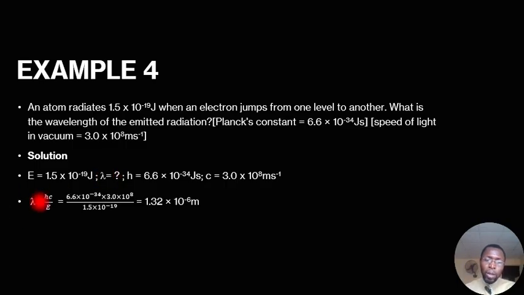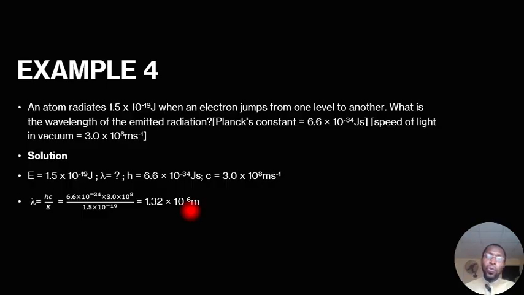So by formula, to determine the lambda, which is our wavelength, lambda equals the product of Planck constant and speed of light over the energy radiated. Planck constant is 6.6 times 10 to the power minus 34 multiplied by our speed of light, which is 3.0 times 10 to the power 8, divided by the energy radiated, that is 1.5 times 10 to the power minus 19. When we simplify all of these, we have our wavelength to be 1.32 times 10 raised to the power minus 6 meters. Good, interesting, right?